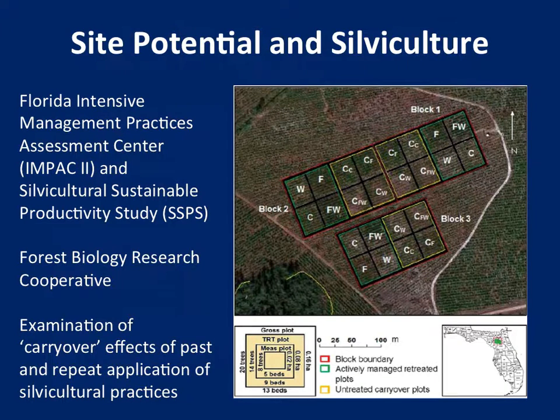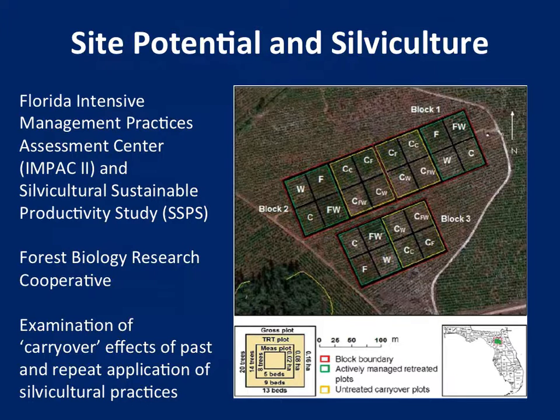I'm going to talk about this in the context of two studies that I was involved with and currently am still involved with while I was at the University of Florida, associated with the Forest Biology Research Cooperative. One of those is the Intensive Management Practices Assessment Center. This is known as IMPACT, and it's located just north of Gainesville, Florida. The other one is the Silvicultural Sustainable Productivity Study, and it's a little bit south of Gainesville, Florida. Both of these are part of the Forest Biology Research Cooperative efforts.